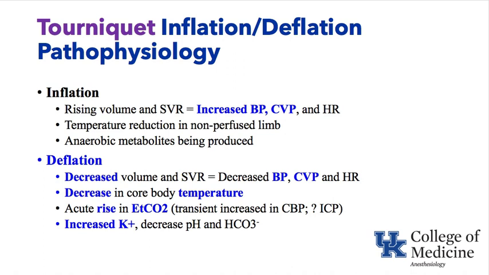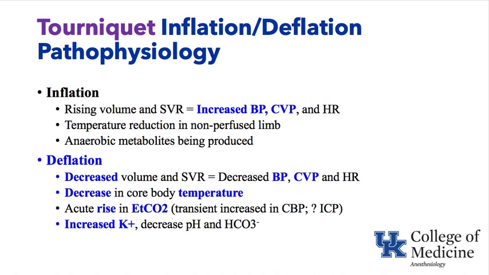Their core body temperature can drop because that extremity hasn't been perfused for an extended period of time. The blood is cold, it comes back and mixes with the core blood, and the temperature drops. The volume and systemic vascular resistance decrease, and blood pressure and CVP decrease.